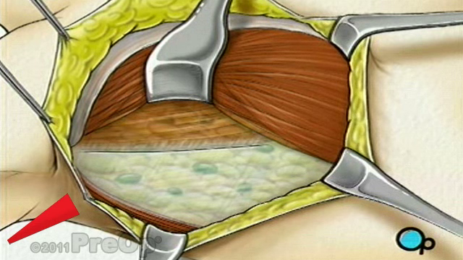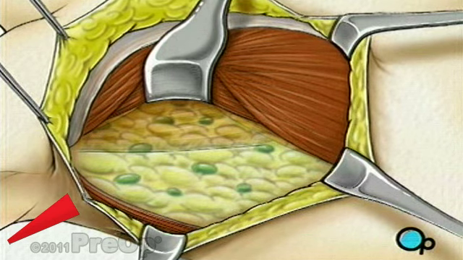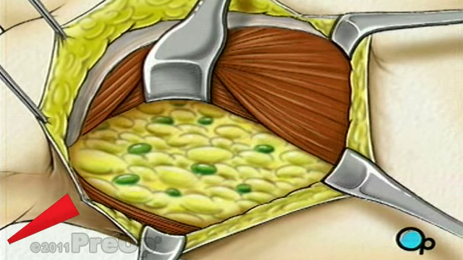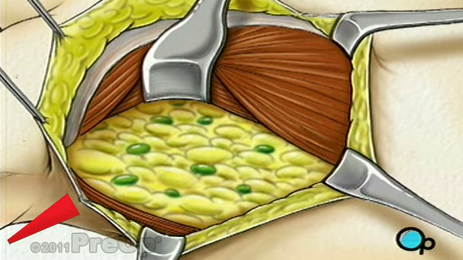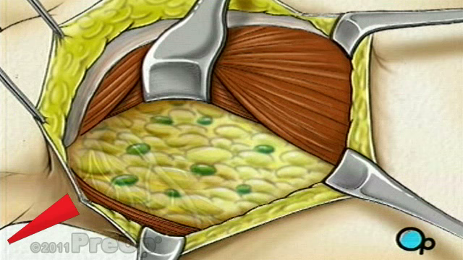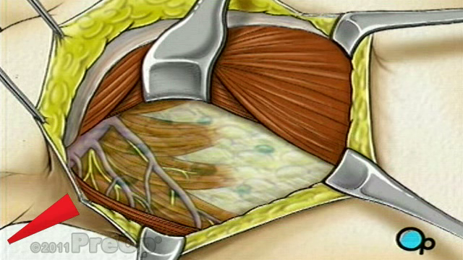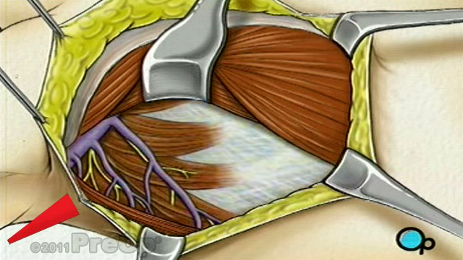Within this fat deposit lie lymph nodes, lymph vessels, blood vessels, and nerves. Using great care not to damage the large thoracic nerve, your doctor will remove the lymph nodes and surrounding fat. Blood vessels will be tied off, and your doctor will thoroughly examine the surrounding tissues for any other signs of disease.